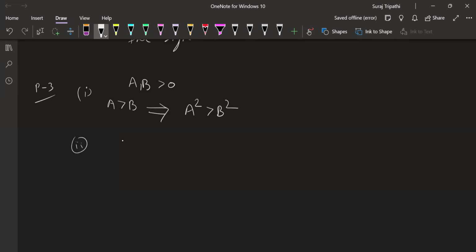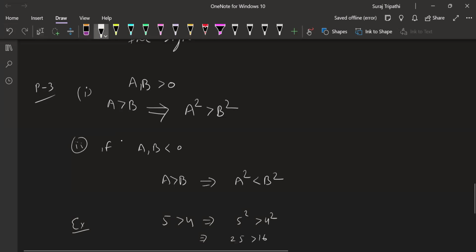Again, the second one: if A and B both are negative, less than 0, and A is greater than B, then it implies that A square will be less than B square. Here you can see this is greater than B square, and here it is less than B square. Why? Because both numbers are positive in the first condition, and both numbers are negative in the second condition. For example, suppose 5 is greater than 4. It implies that square of 5 will also be greater than square of 4, that is 25 is greater than 16. Right? But for the next example, if minus 4 is greater than minus 6, sorry, minus 5.